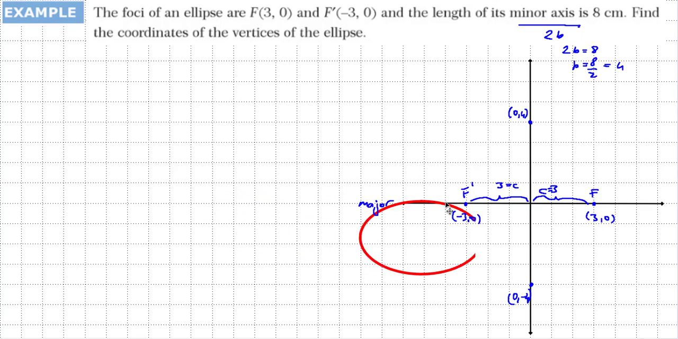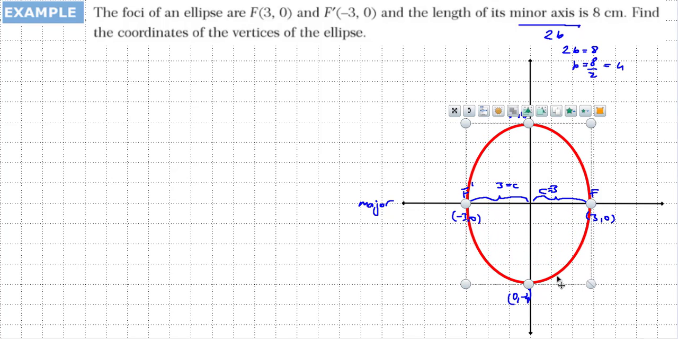Then I'm going to put it here, and I'm going to move up. This is the first part. Yes, okay. It should be in this form. Did we finish the question? No, because we didn't find the major axis.